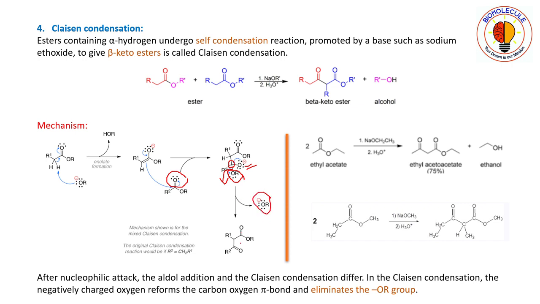So now what you are getting is beta keto ester. This ester group, this one is the alpha carbon and this one is the beta carbon. In the beta carbon you see that this is a keto group. Since here it is R2, that is an alkyl group, it is a keto group, so beta keto ester.